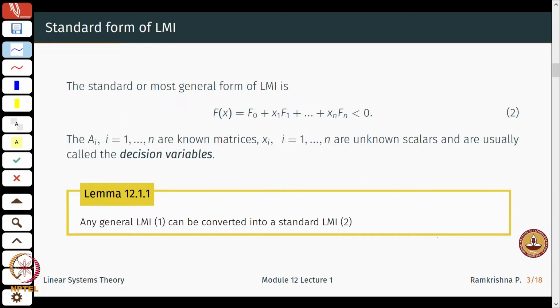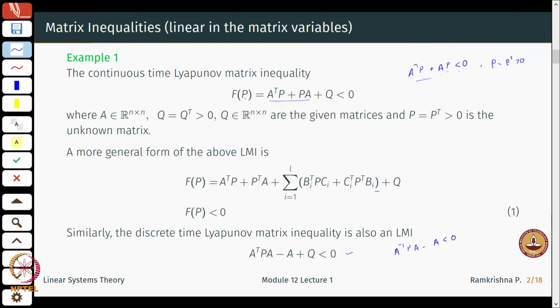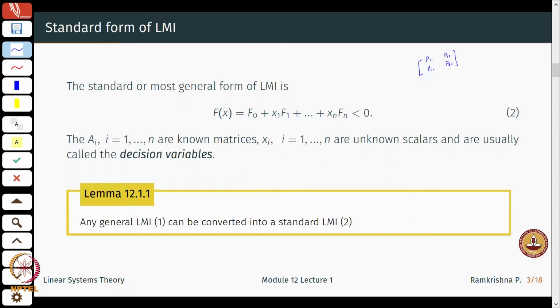In general, if I look at, say, a two-dimensional system, I was essentially solving for these three unknowns P11, P12 and P22 when I was looking at a solution to this equation. So in general I can write the LMI in its most standard form in terms of these unknowns P11, P12 and P22. Here I call these x_i's my unknowns. In general form I can write F of x is F naught plus x1 F1 up to xn Fn less than 0, where all these Fi's, i going from 0 to n, are known matrices. These xi's are unknown scalars, like all the entries in this matrix P, and they are usually referred to as the decision variables.